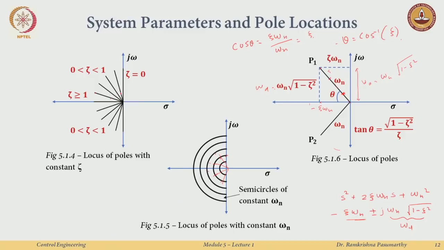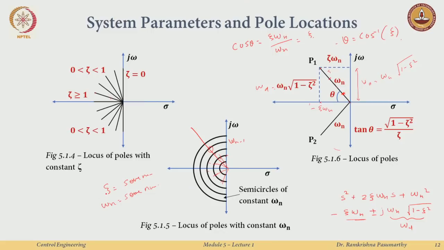Then I say, well, design something such that zeta is some number and omega n is also some number. Say theta is 45 degrees and omega n is 1. Okay. So, I have these constant omega n circles and then I just draw a line of, say, theta being 45 degrees. I just draw a line from here till here, and if this is omega n equal to 1, then my pole should be here.